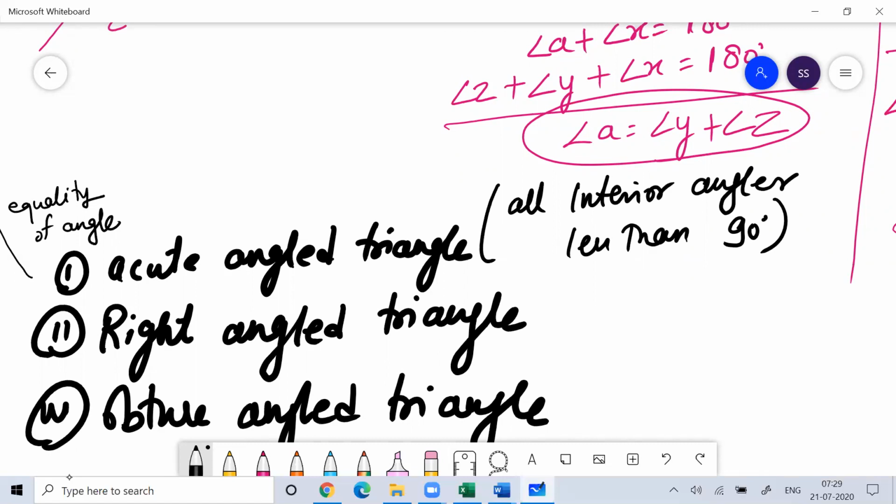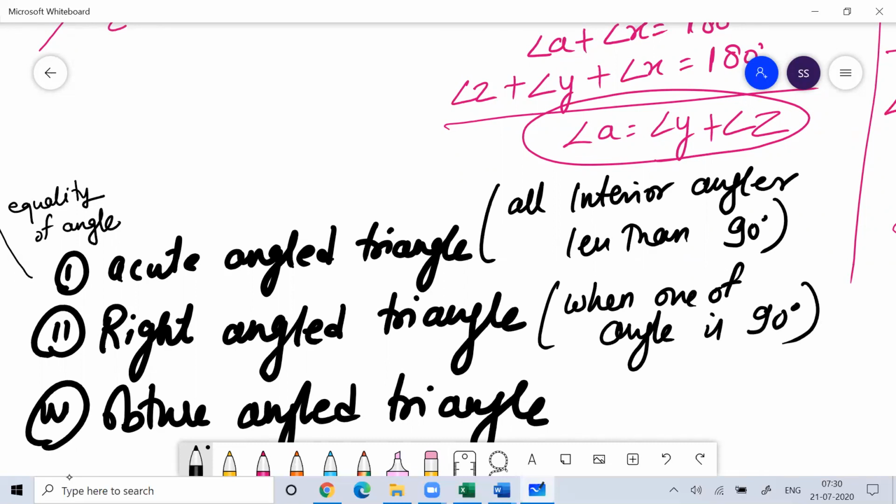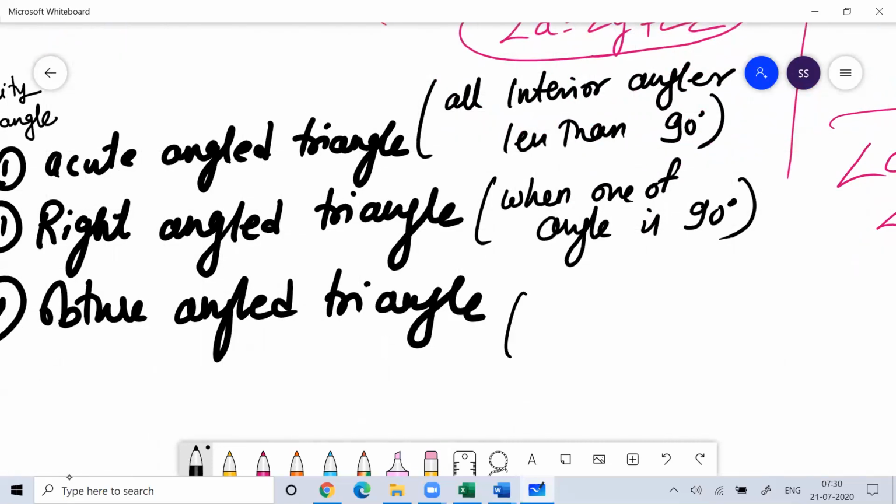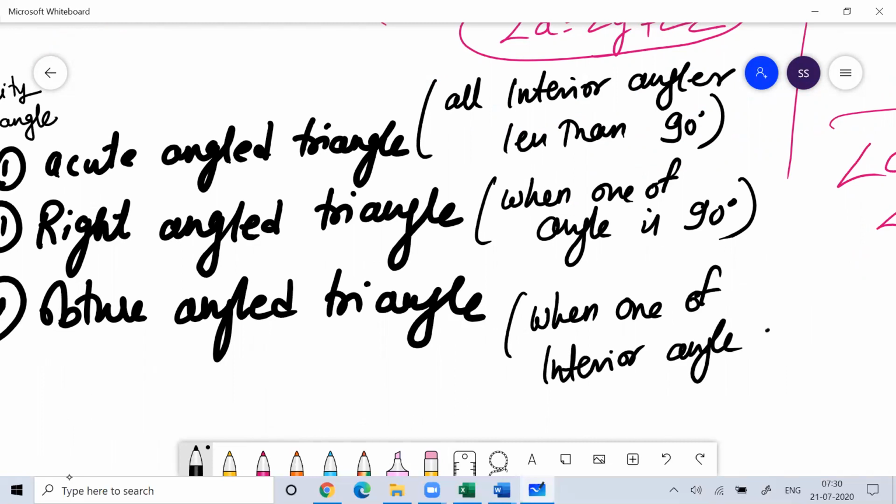While a right angle triangle means when one of the angles of the triangle is 90 degrees. Acute angle triangle means when all the interior angles are less than 90 degrees. Obtuse angle triangle means when one of the interior angles is more than 90 degrees. So that is called an obtuse angle triangle.